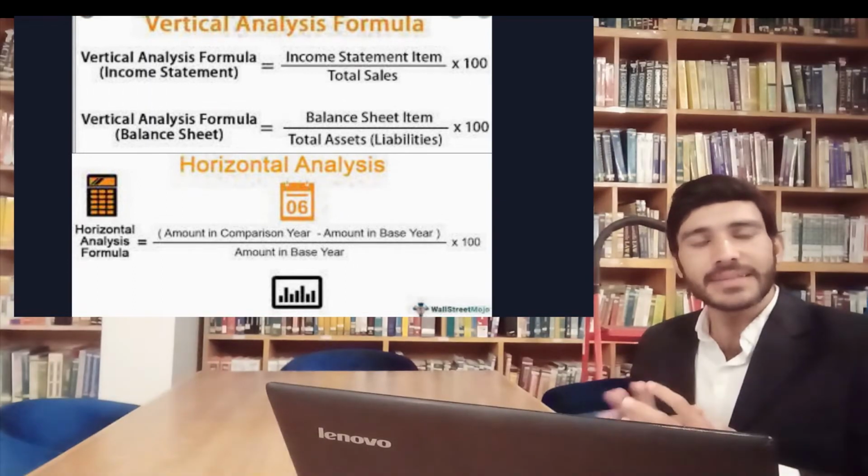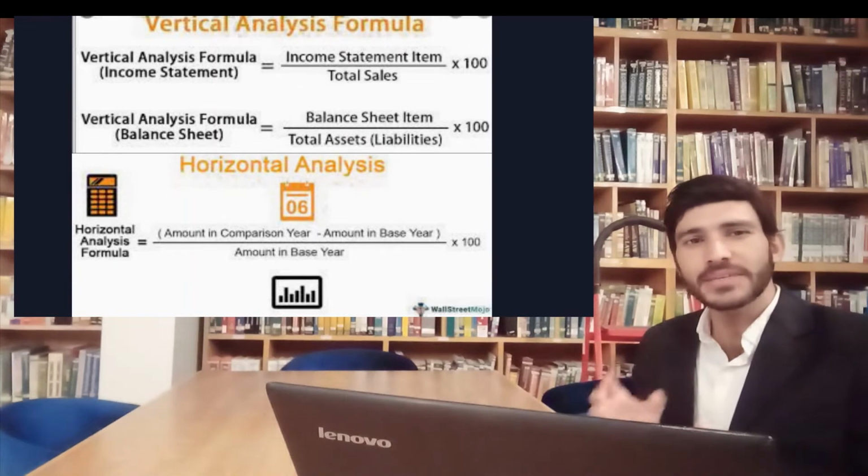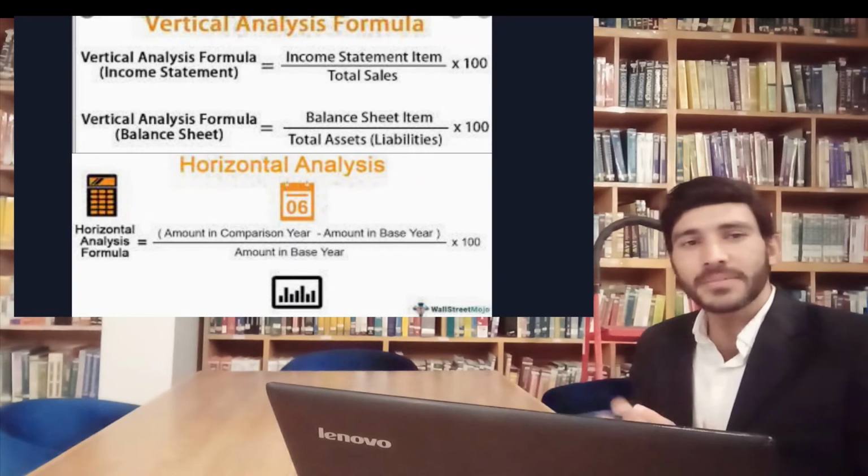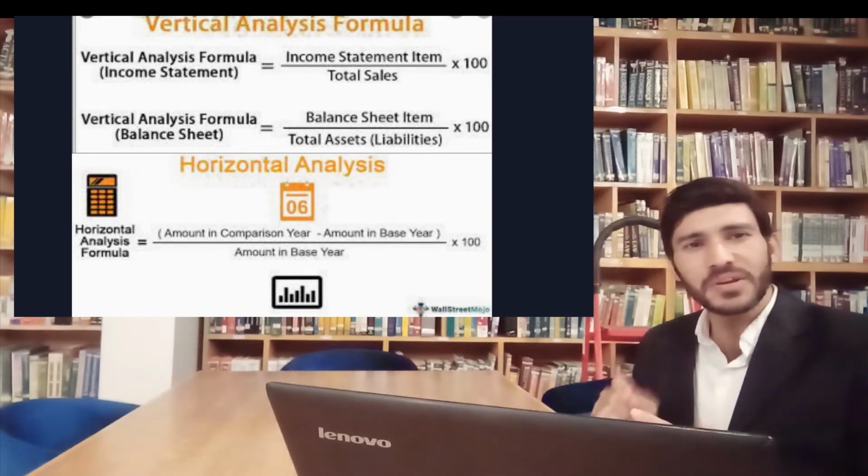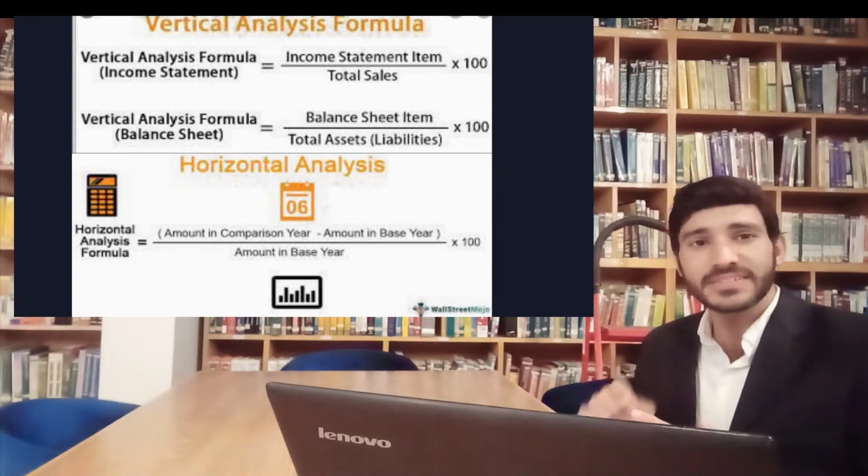The second analysis is horizontal analysis. What actually do we do in horizontal analysis? We divide every number of the current year by its base year. So we divide every amount by its base year.